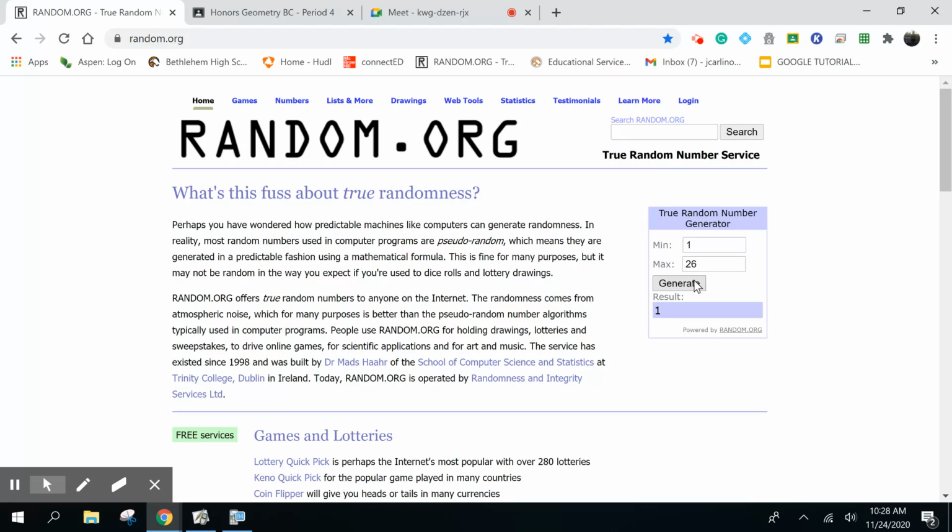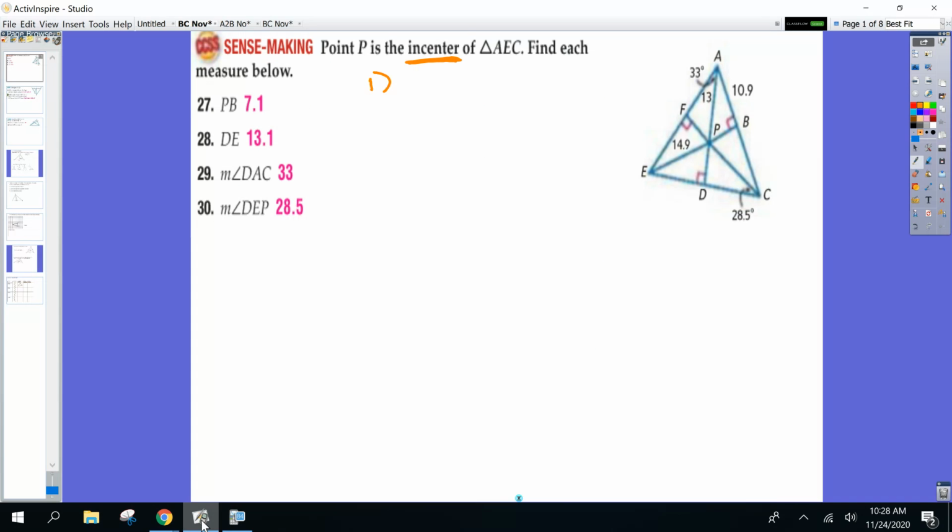Start us off right at the top. Vinny, what's the deal with an in-center? Any information you can give me? It is where the angle bisectors meet. Great start, Vinny. So I want everyone to look at my diagram. Any line segment that goes through P has to be an angle bisector based on what Vinny just told us. Let me say that again. Any line segment that goes through P has to be an angle bisector. Name a segment that's an angle bisector in my diagram.